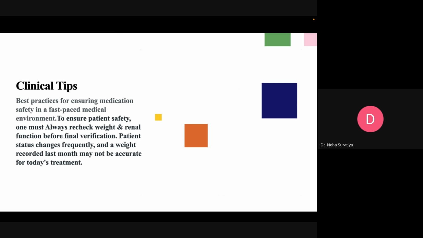I have some clinical tips for you. This slide is pure clinical wisdom. Always recheck your weight, renal function, and liver status. Why? Because patient condition changes rapidly. Old data can be dangerous. The golden rule is that a dose calculated last month may be unsafe today. You need to do it again. So that is a pro tip.